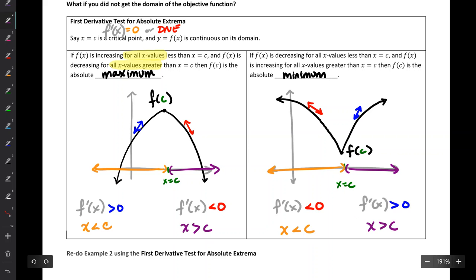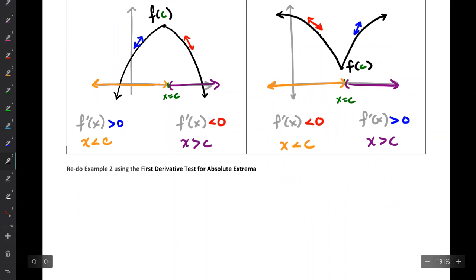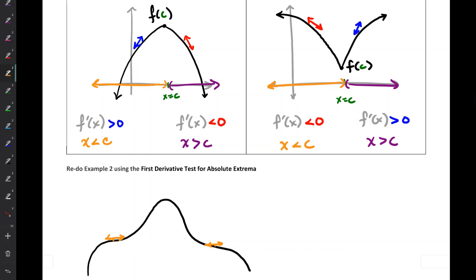X greater than C. Here we're looking at a situation where I'm only drawing the one critical point. Now if you had a function, say something like this, where there are places where for a quick second there are little horizontal tangents, its derivative is 0 there. The derivative's also 0 there.